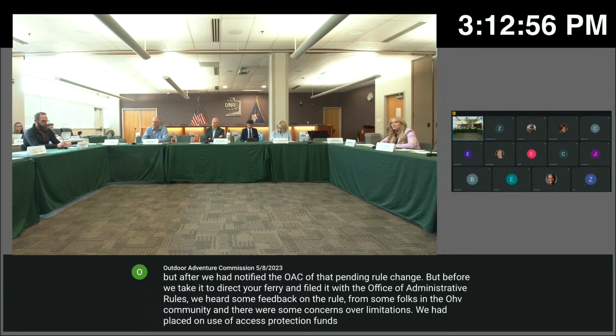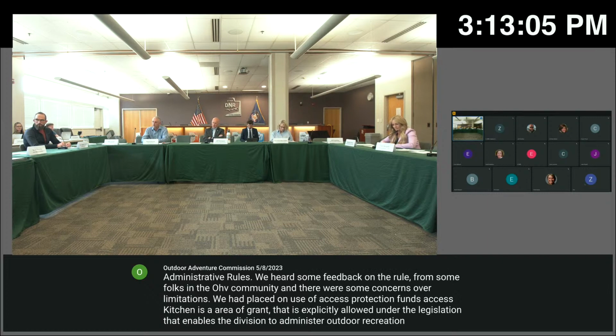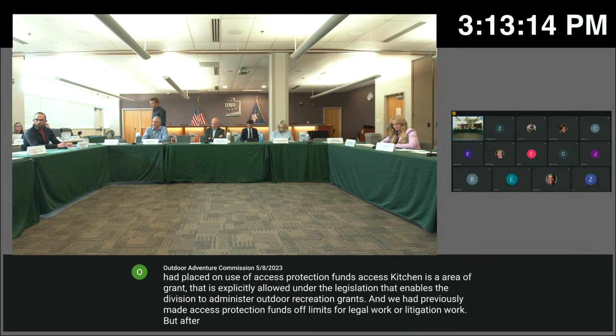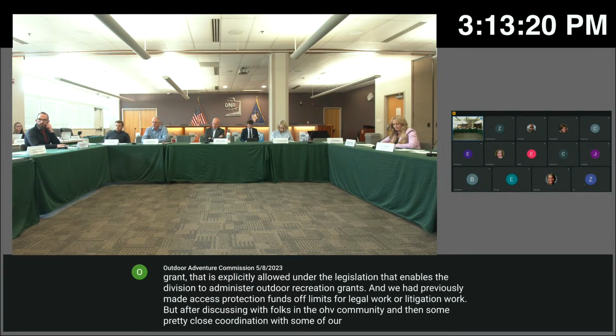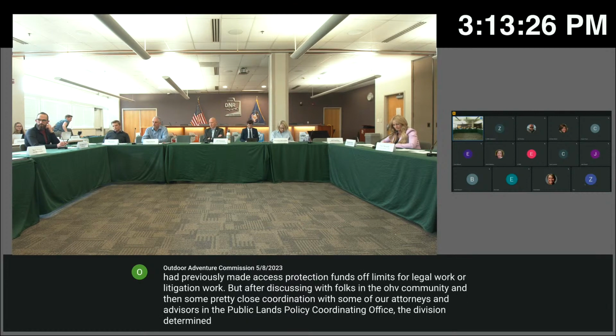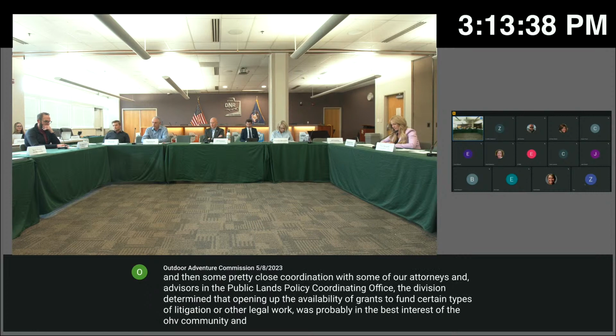Access protection is an area of grant that is explicitly allowed under the legislation that enables the division to administer outdoor recreation grants. And we had previously made access protection funds off limits for legal work or litigation work. But after discussing with folks in the OHV community, and then some pretty close coordination with some of our attorneys and advisors in the Public Lands Policy Coordinating Office, the division determined that opening up the availability of grants to fund certain types of litigation or other legal work was probably in the best interest of the OHV community and in the spirit of the legislation that enables this grant.